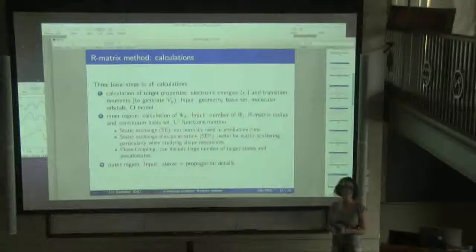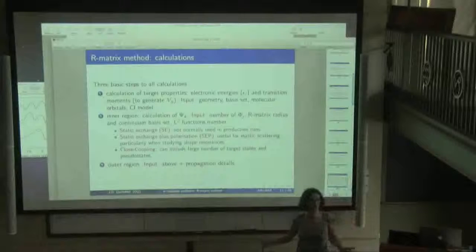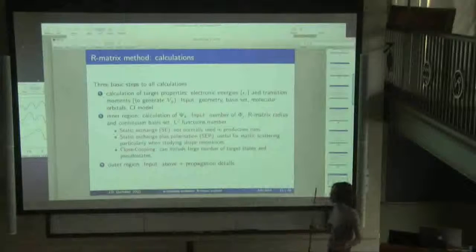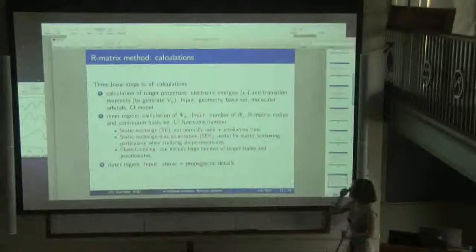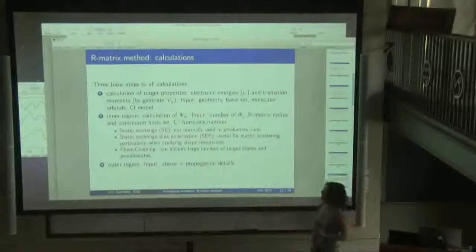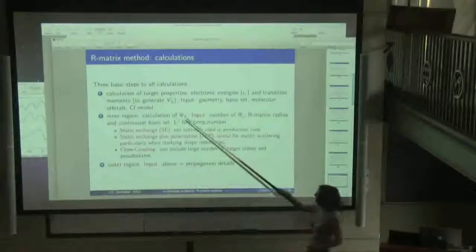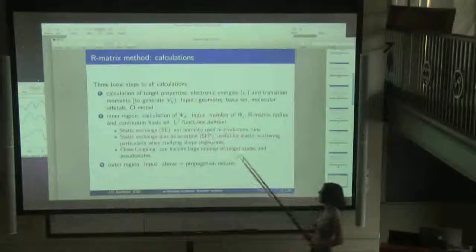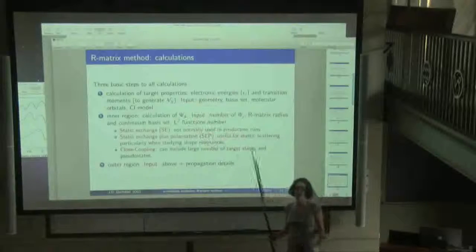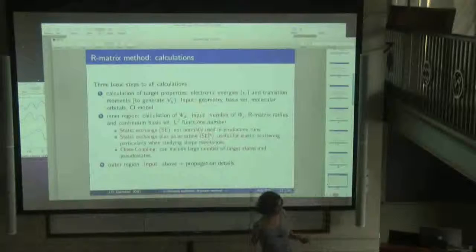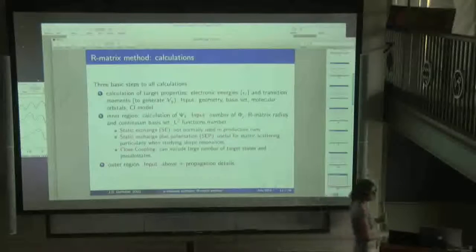How we define better results, I don't know. Sometimes, of course, we look at experiment. Sometimes we look at other calculations. So the input in the outer region is basically all of the above. We use information from here and here. And then, of course, the propagation details, the details of how we solve the set of differential equations.